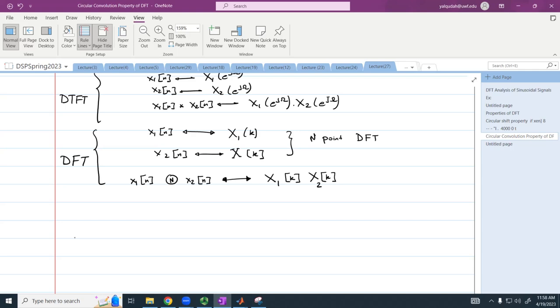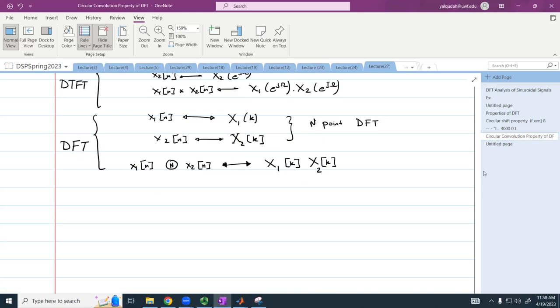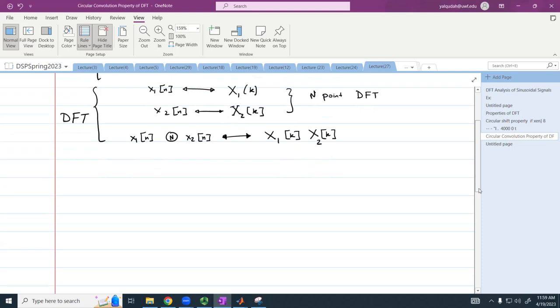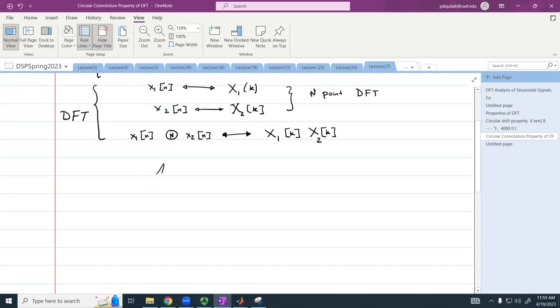Got a subscript 2 on the DFT. Yeah, x2. Okay. So let's look at the application of this. Application: FIR filtering using the discrete Fourier transform.